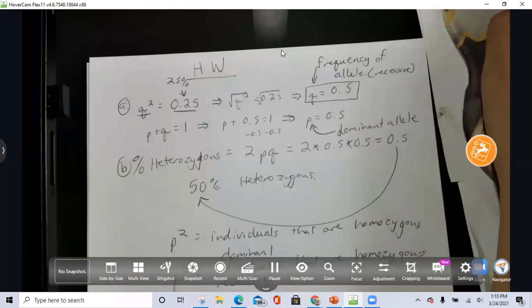Yeah, we can do another practice problem. Rather than me spending time looking for it right now, I want to switch to the FRQ. And then while you guys are doing your FRQ, I will find another Hardy-Weinberg problem. Is that cool? Yeah.